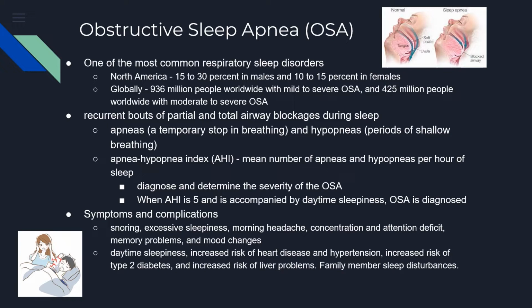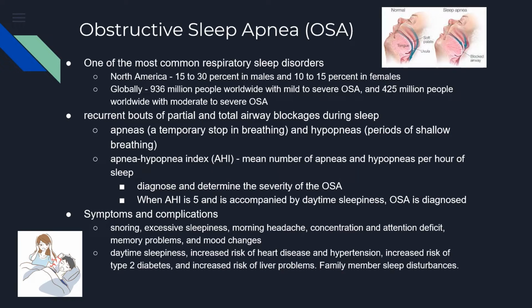OSA is a disorder that presents as recurrent bouts of partial and total airway blockages during sleep, which cause periods of apnea, or temporary stops in breathing, and hypopneas, which are periods of shallow breathing. The apnea-hypopnea index, or AHI, is the mean number of apneas and hypopneas per hour of sleep. It's used to diagnose and determine the severity of OSA. OSA is diagnosed when the AHI is at least 5 and is accompanied by daytime sleepiness.